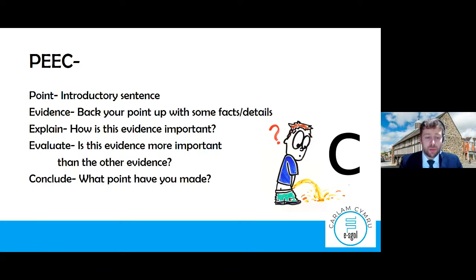How is this evidence important? Evaluation. Is this evidence more important than other pieces of evidence? In other words, another thing people just say there instead is link rather than evaluate. So link it back to your previous paragraphs. And hopefully you'll notice this as we go through it in a minute. And then conclude, what kind of point have you made in your paragraph?